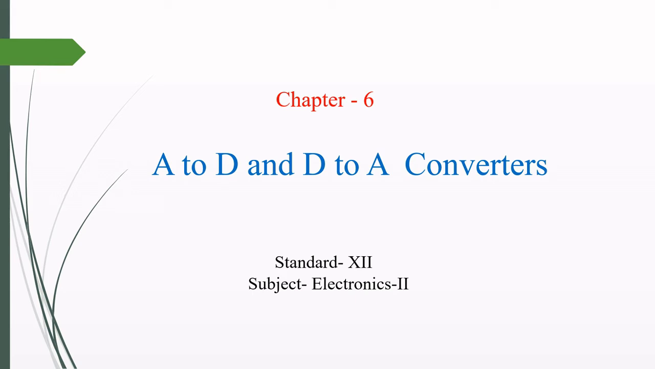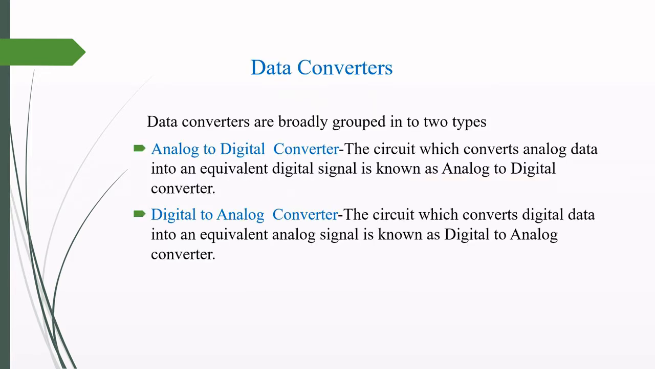Hello everyone. In this session, we will study Chapter 6, A to D and D to A converters. The various signals that are processed by electronic circuits can be broadly grouped into two types, analog signals and digital signals. In many applications, it is required to convert one form of signal into another form. For this purpose, data converters are used.